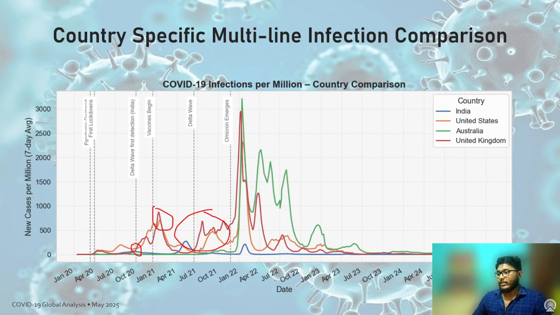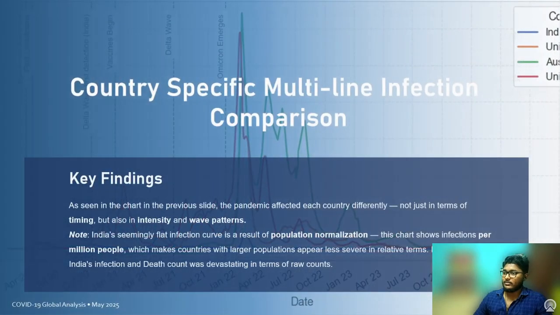As you can see, India's spike is much lower compared to other countries. Not because India didn't have as many infections as those countries, it's just that there is a population normalization going on here. India has a very massive population, so the normalization kicks in and makes it appear much lower than it is. If you look at actual numbers, the number was much more than other countries, Australia, UK, and US. These patterns help set the stage for deeper questions: why were some countries hit harder or later, and how did policy responses and public behavior influence these waves? We will answer both of these questions later in the analysis.